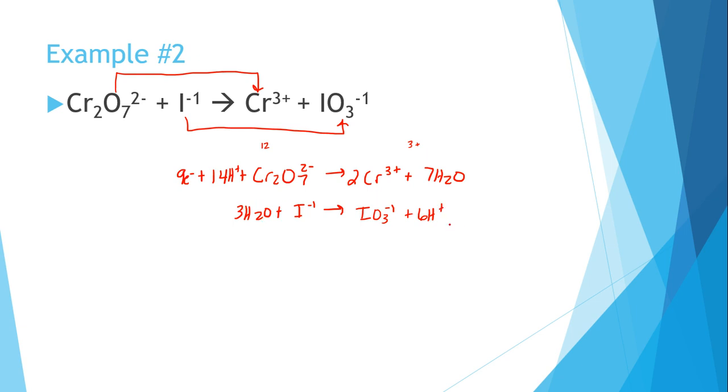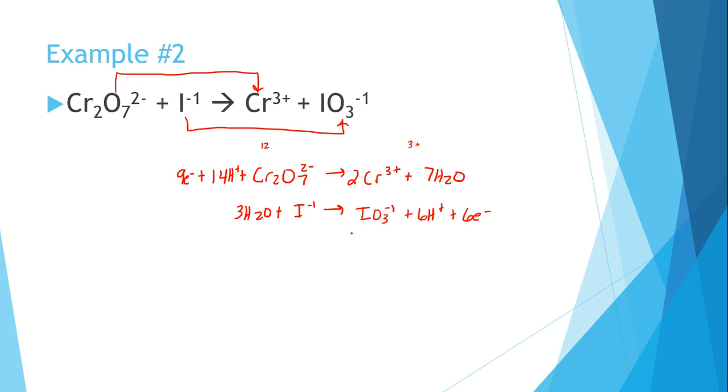From there, we need to balance our charges. Over here on the left-hand side, our charge is -1. On the right-hand side, 6 minus 1 gives me 5. So I need to go from a 5 to a -1, and we do that by adding 6 electrons.